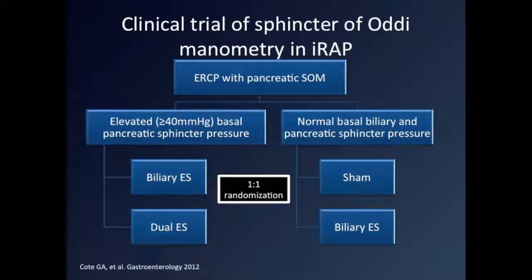So this and other smaller non-randomized studies prompted Dr. Sherman, my mentor, to initiate a trial, which we then finished and published in 2012, which was a randomized trial of patients with unexplained recurrent pancreatitis, where the randomization was predicated on the results of pancreatic manometry. So patients with normal manometry were randomized to sham therapy versus biliary sphincterotomy, whereas those who had an elevation in their pancreatic sphincter pressure were randomized to biliary sphincterotomy, which at the time of study inception was considered standard of care, versus a dual sphincterotomy where both sphincters were cut.